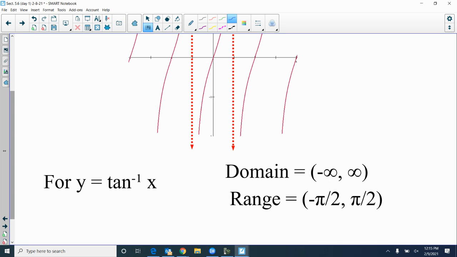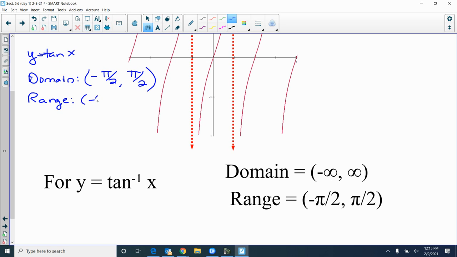Okay? For this graph here, which is y equals tangent of x, the domain, and actually since there's asymptotes there, it will not include negative pi over 2 and pi over 2, but it'll go to and from there. And then the range is everything, negative infinity to infinity. Okay, and then remember for the inverse, it flips. So the domain of the function becomes the range of the inverse, and the range of the function becomes the domain of the inverse.